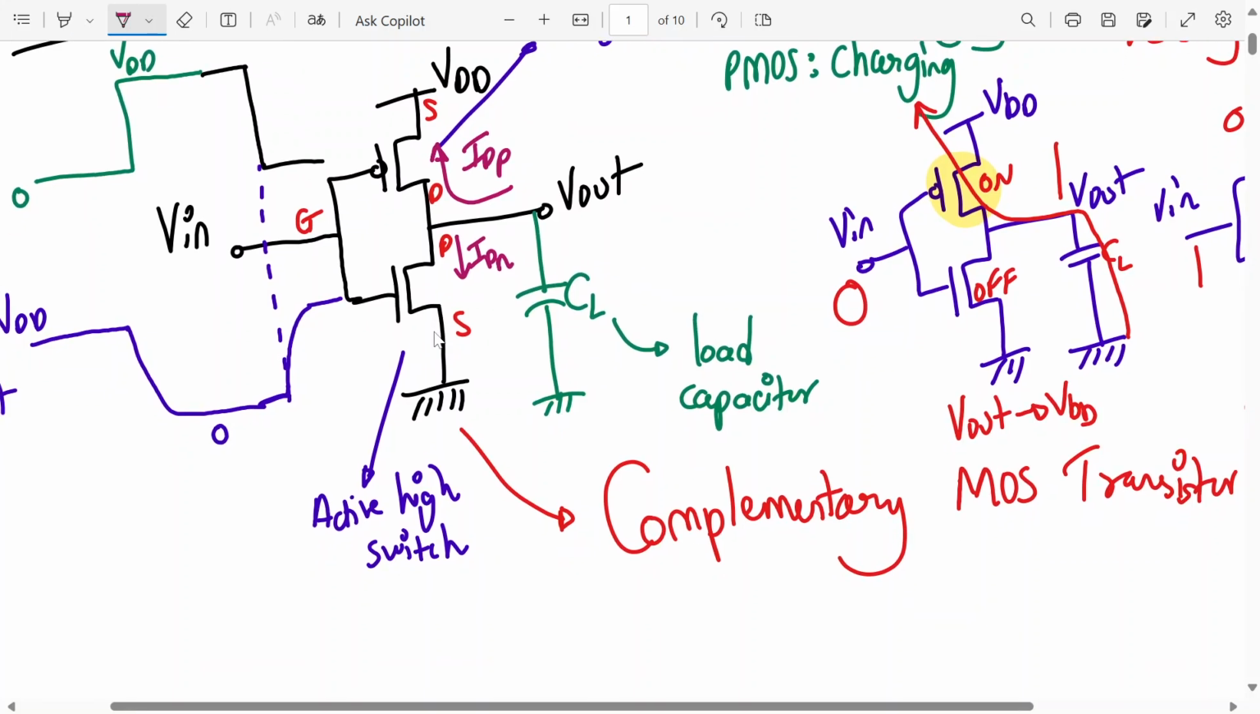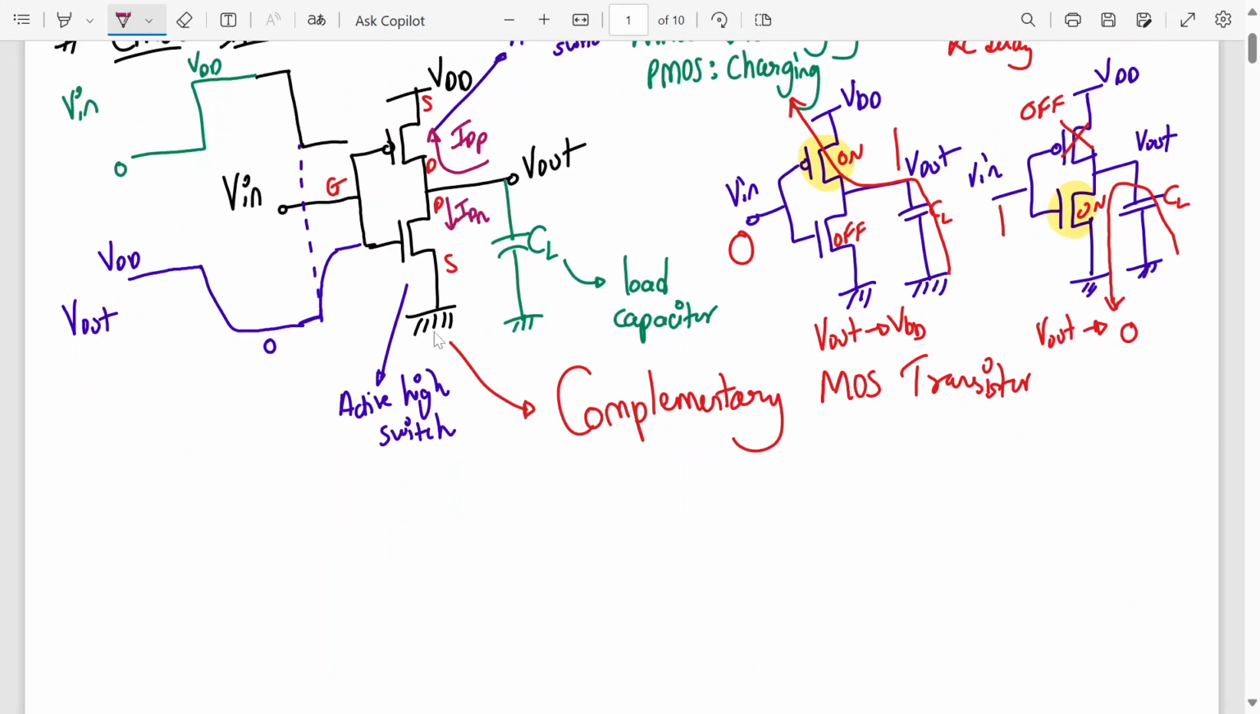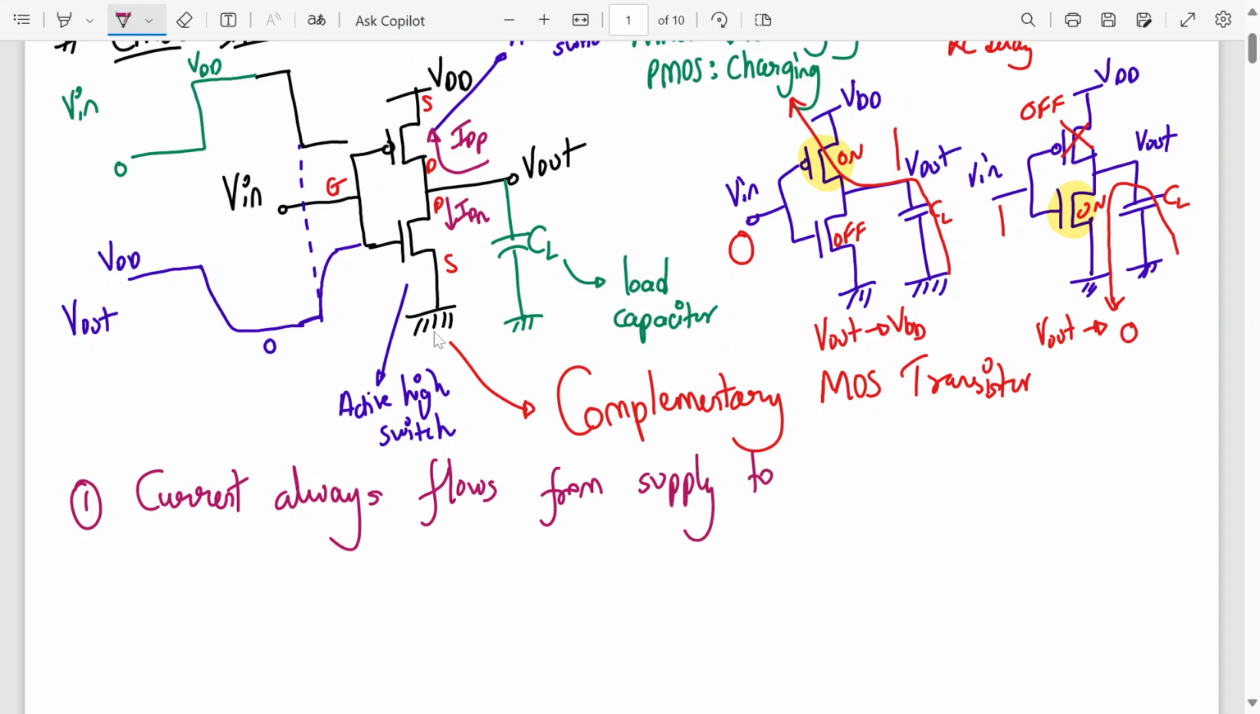So always write down point number 1. Current always flows from supply to ground. So there is a constraint which is put on the circuit. What is the constraint? For this to happen, your IDN should be equal to minus of IDP. Agree? At all times.